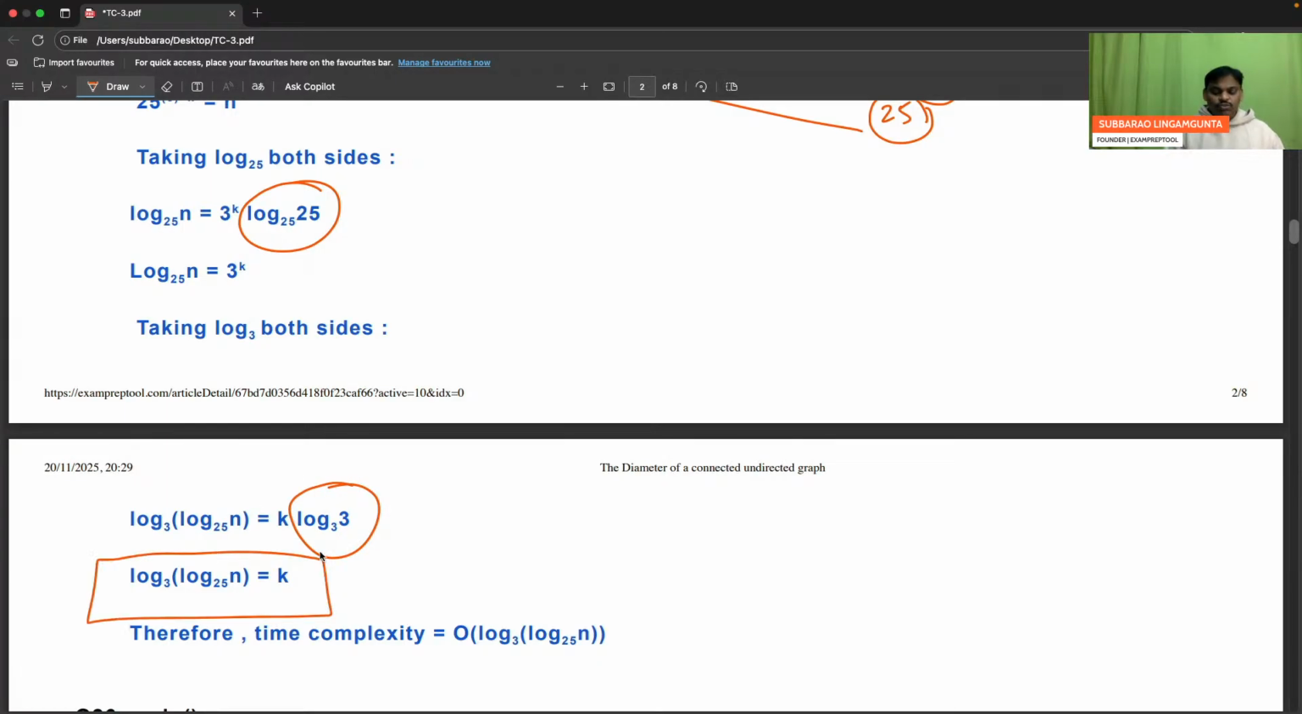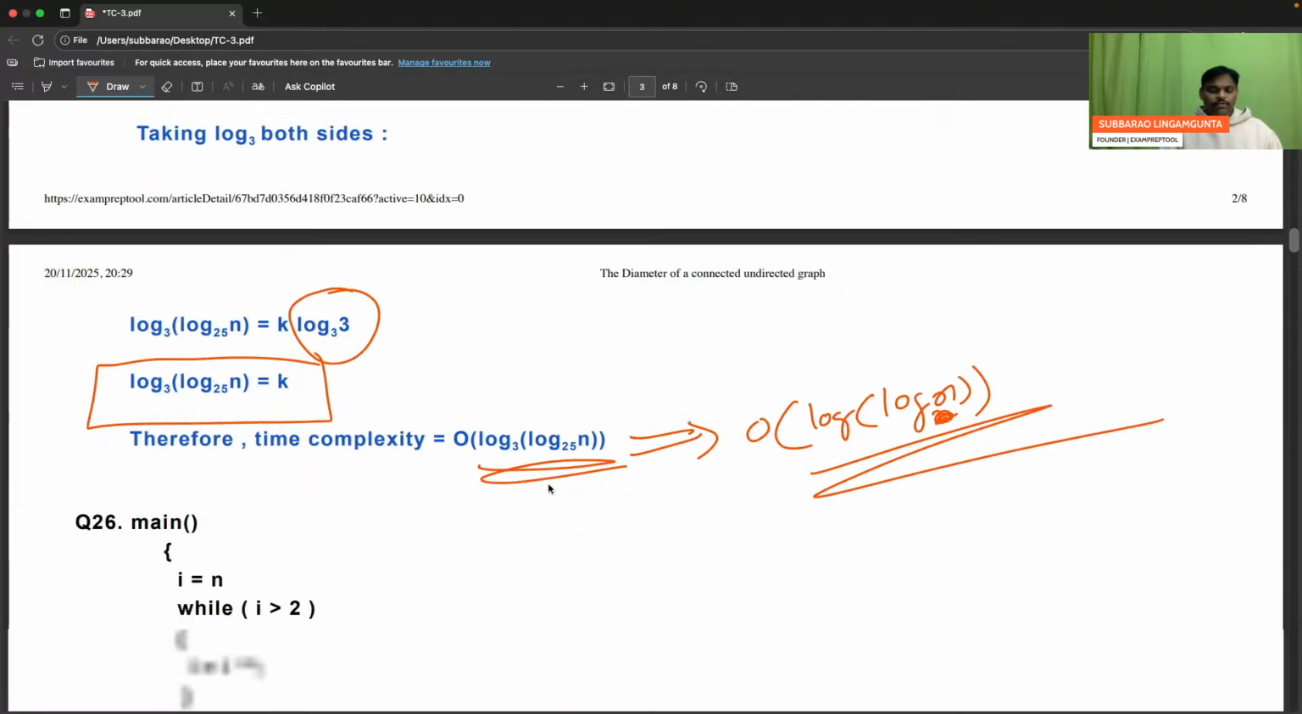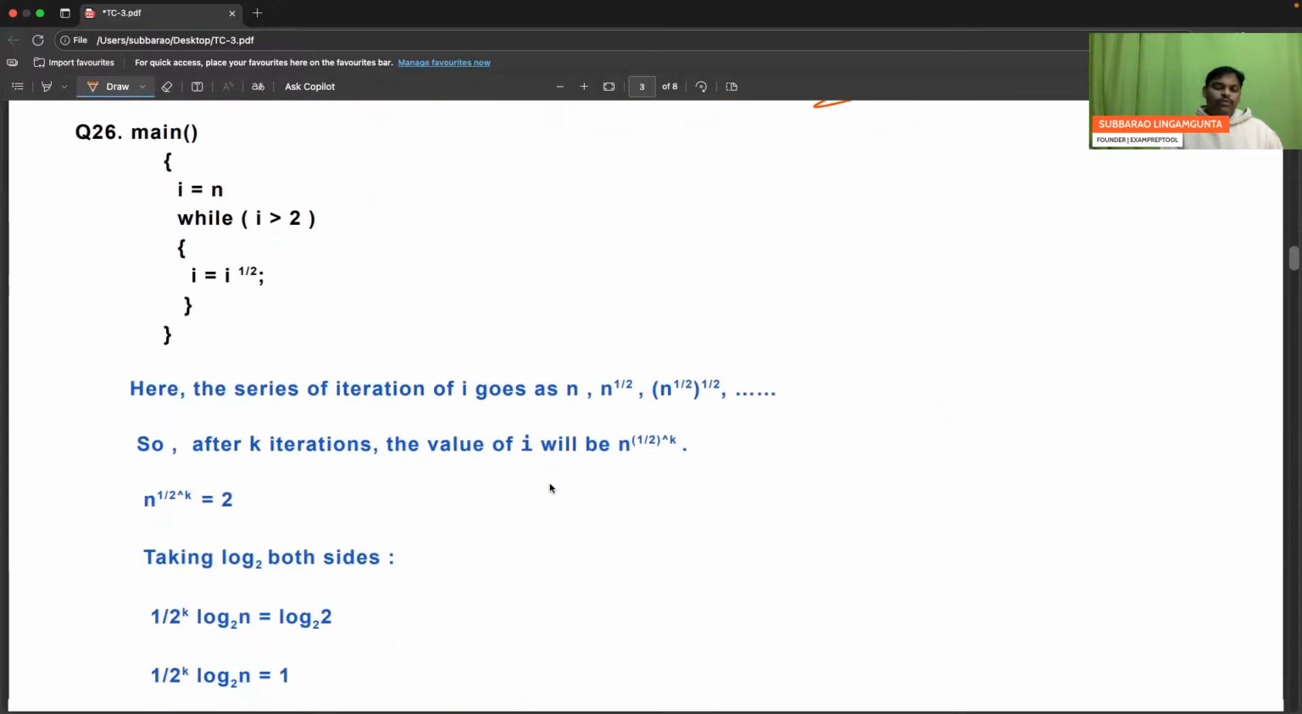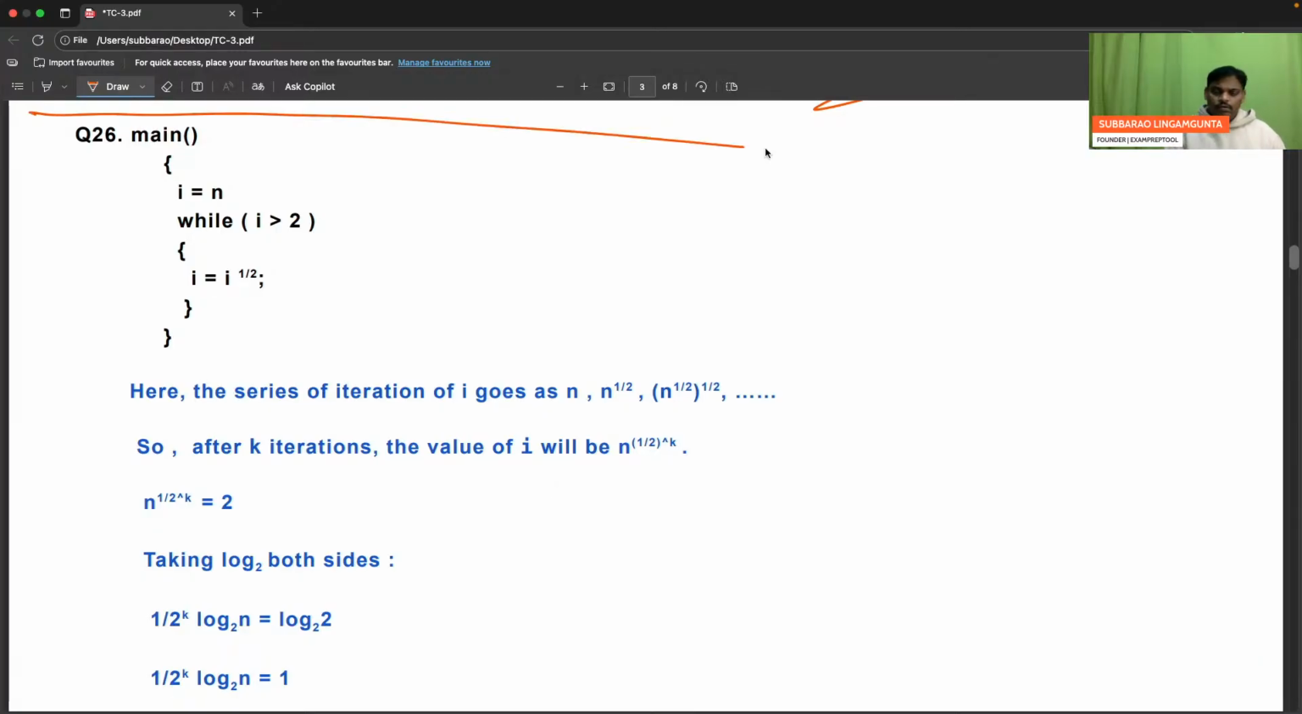Inner base is 25, outer base is 3. If at all it is there in the option, it's okay. Otherwise, the answer is log of log n base 2. If at all this is already there, it's okay. Otherwise, you need not write the base also. So question number 25 is over. Go to question number 26.